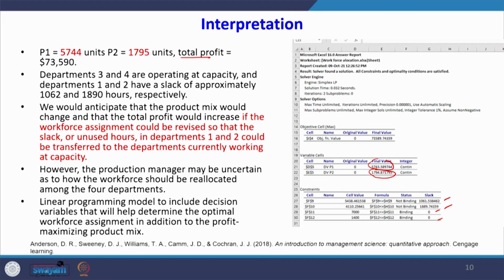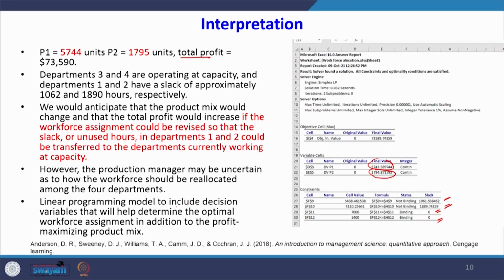So, what we are going to do here: there are some unused resources, we are going to train the people who are working in these departments, and transfer them to where the resources are fully utilized. However, the production manager may be uncertain how the workforce should be reallocated among the 4 departments. That is our agenda for this lecture. We are going to take some unused resources, train those employees, and utilize them in the departments that are working at full capacity.